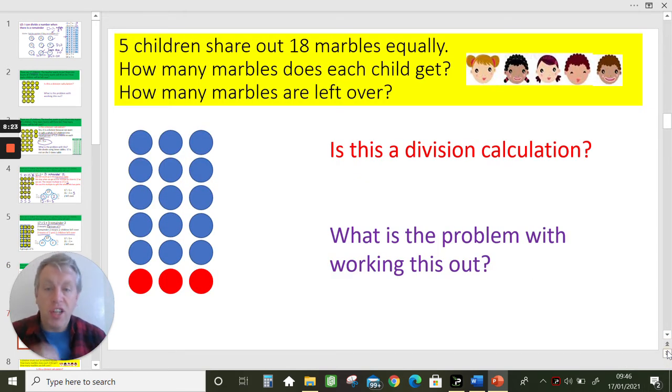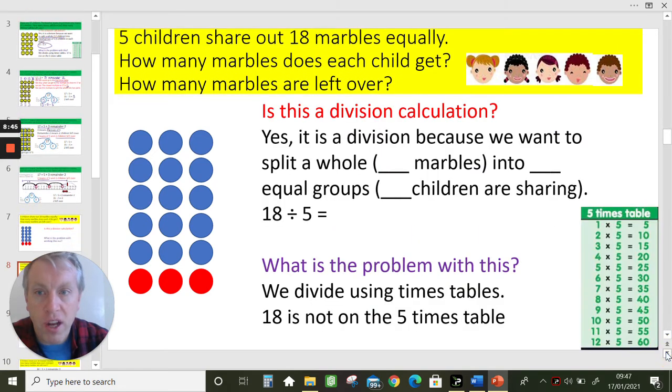Okay, 5 children share out 18 marbles equally. How many marbles does each child get? How many marbles are left over? Have a go. Pause the video. Can you work it out? The same in some ways, slightly different in another.